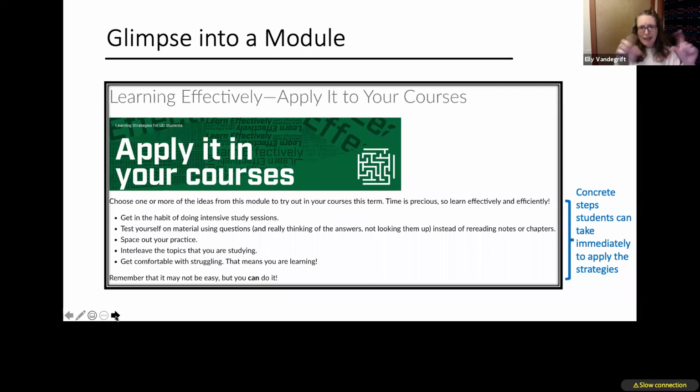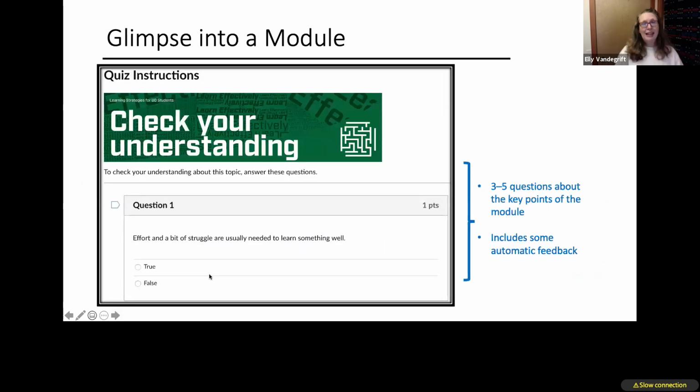So this one talks about that intensive study session, get into the habit of trying it out, or get comfortable with struggling, trying to normalize many of the experiences that students were having around learning being hard and learning in a pandemic being especially difficult. And then again, I mentioned that we had a couple of check your understanding questions that gave feedback. So for example, if a student answered true or false on this, they would get feedback.